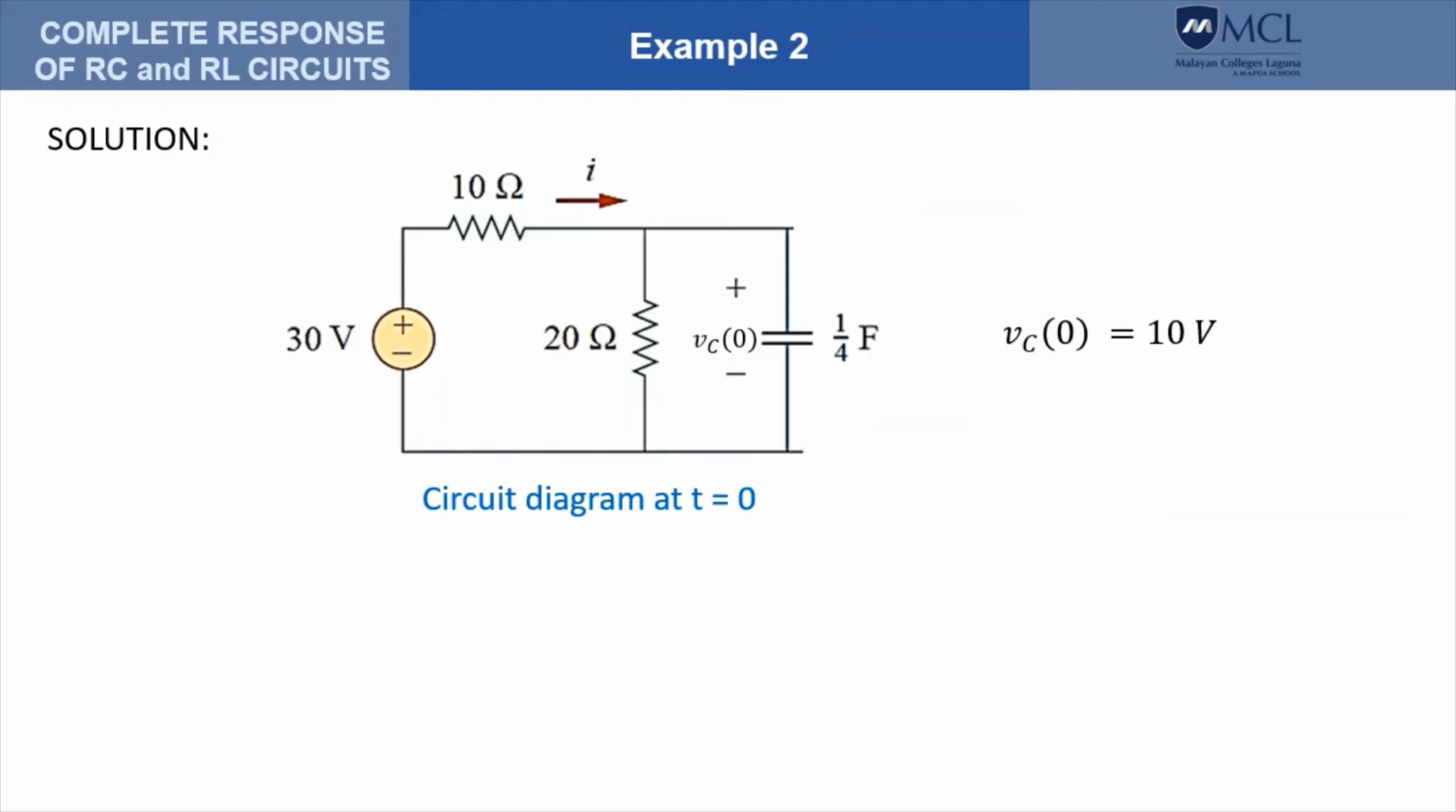At t equals 0, the switch opens and the voltage in the capacitor is still 10 at that point in time. So the question now is, what is this one? Take note that the current through the 20 ohms is the voltage across that resistance, which is also 10 volts because it is connected parallel to the capacitor. So therefore, this current must be 10 divided by 20. So this is 0.5 amperes.